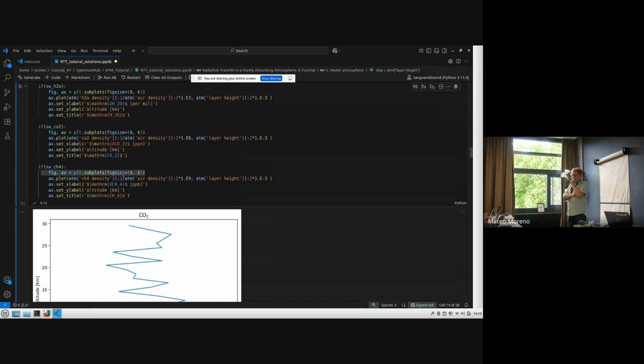Height is in meters, probably. Not put the numbers on the sheet. I think it goes up to 30 kilometers.